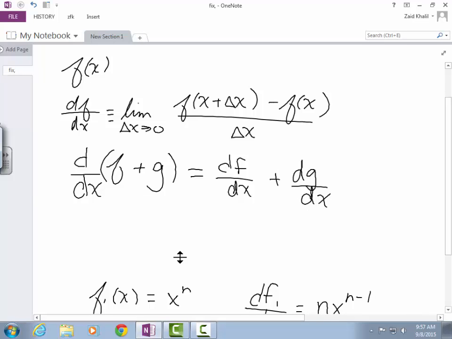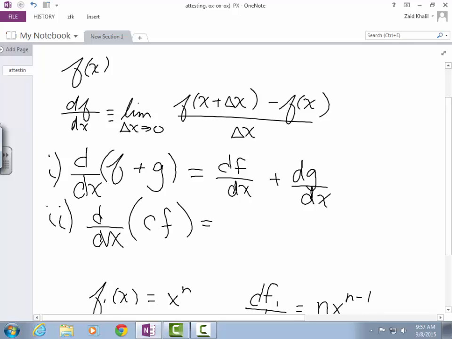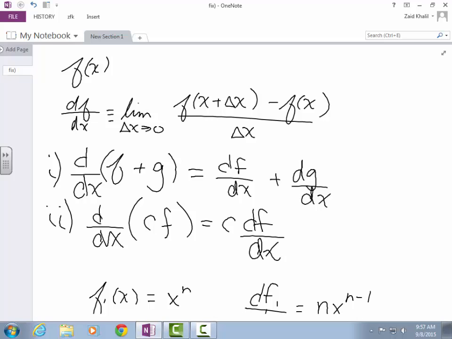And this is the first property of being a linear operator. The second property is that d by dx of c f is equal to c times df dx, where c is some scalar. Correct. So these are the two properties of a linear operator, very important properties. Clearly you can go through and prove almost all of these rules using these properties, referencing them.